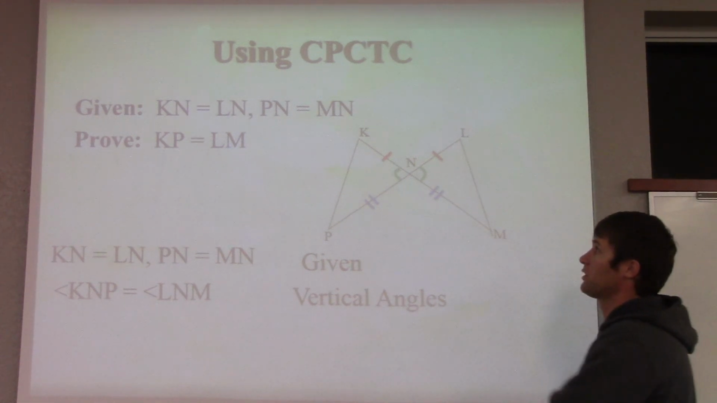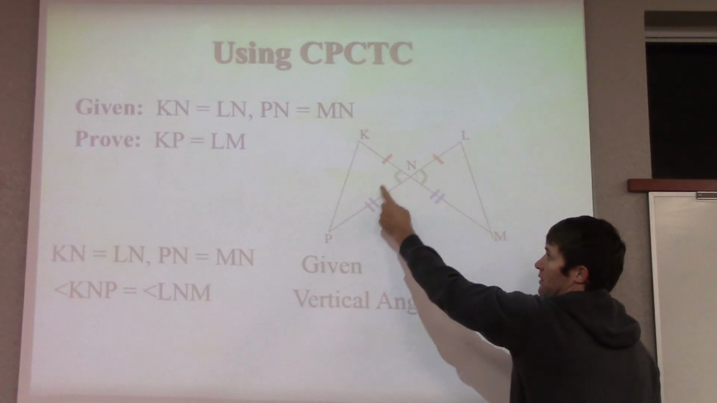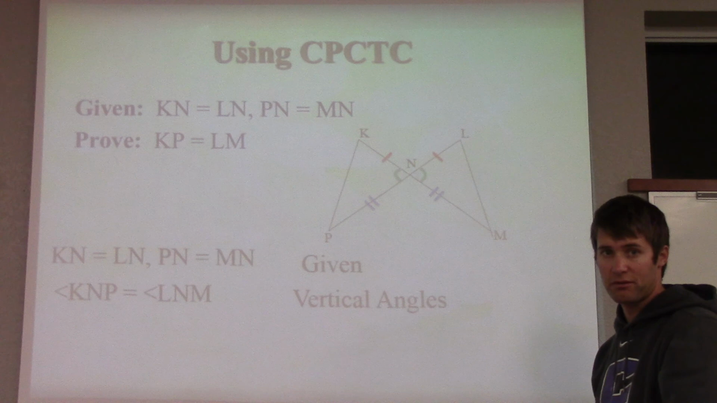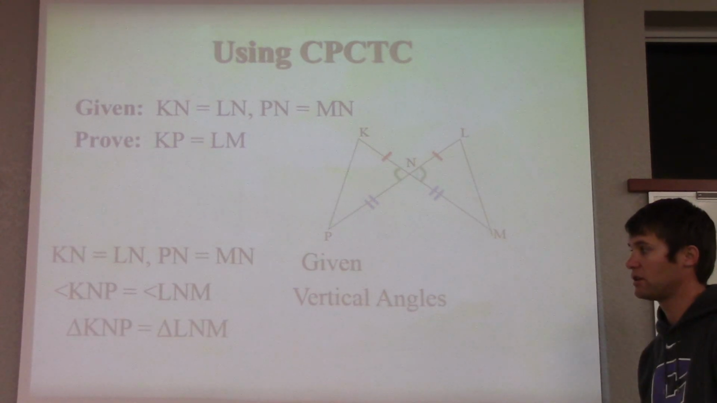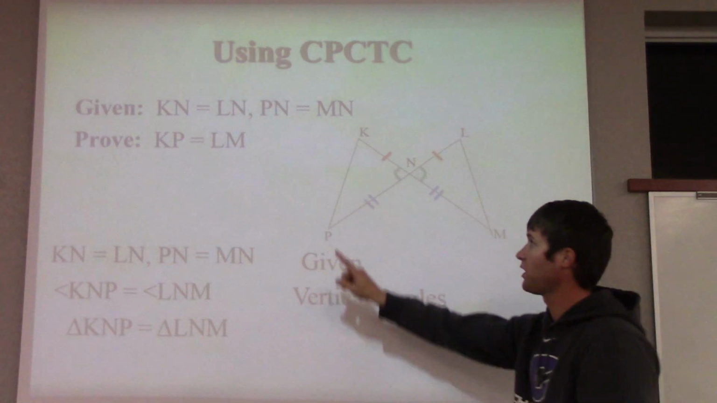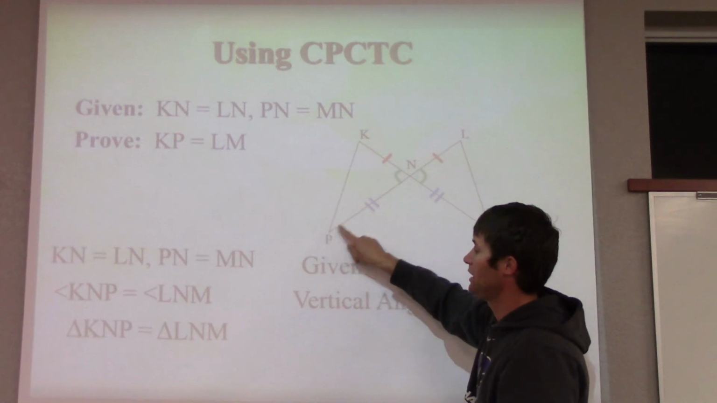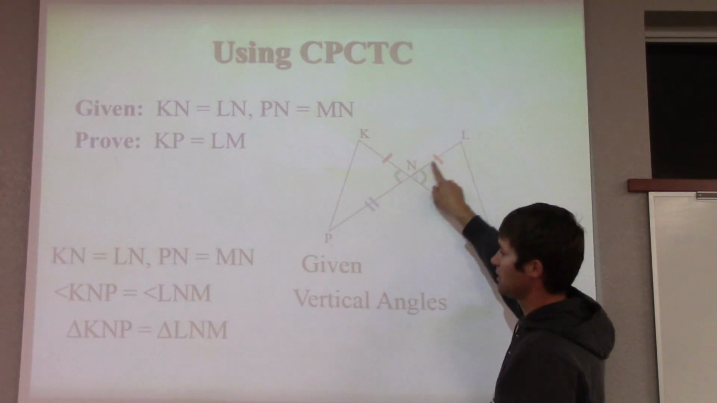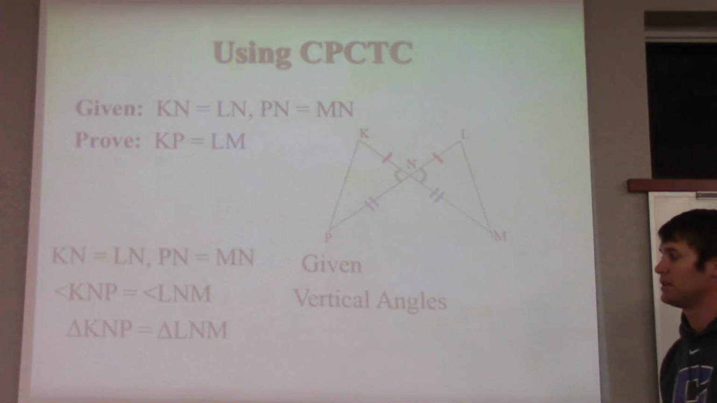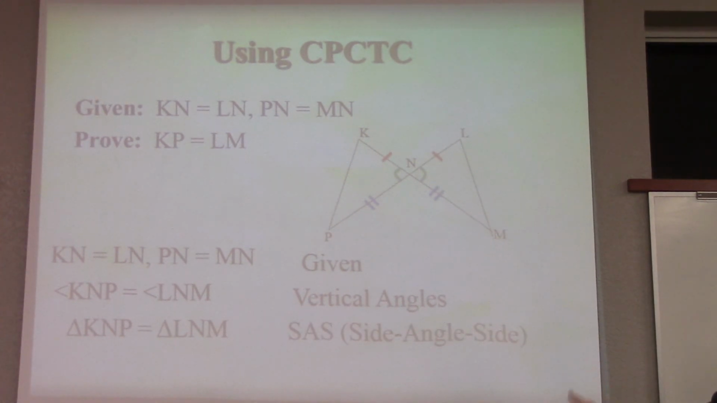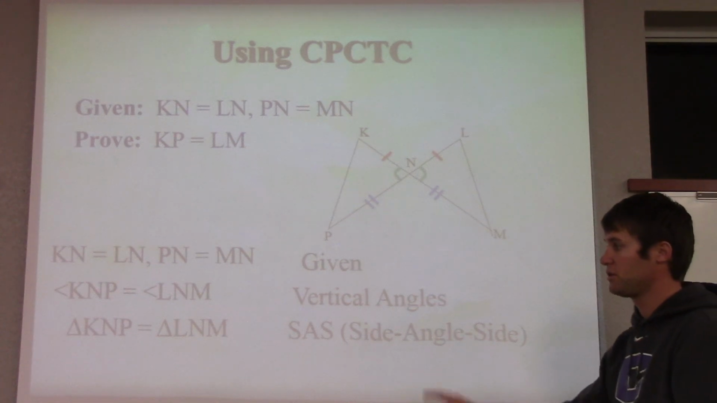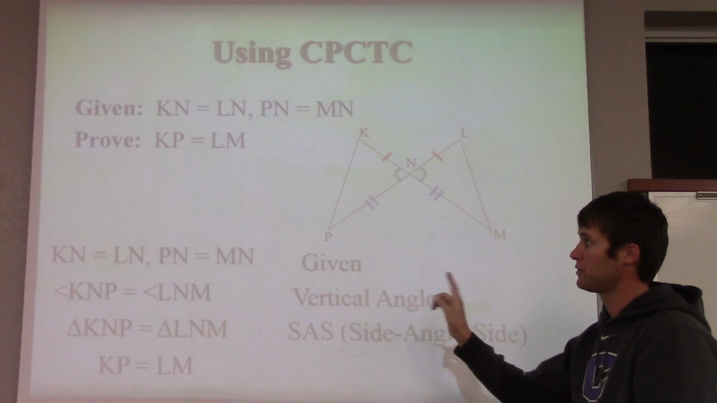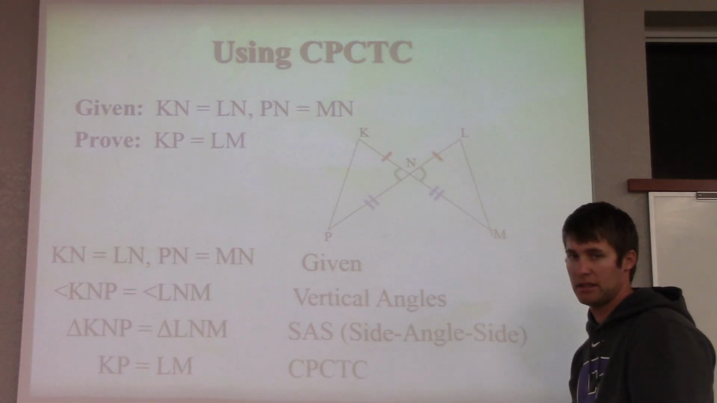So now again, if you look at it, you have side, angle, side. So that's our proof. Side, angle, side. These triangles are congruent. Again, make sure your order is correct. KNP, so we go LNM. So now we proved that the triangles are congruent. Now we can use CPCTC to prove our two sides are congruent.